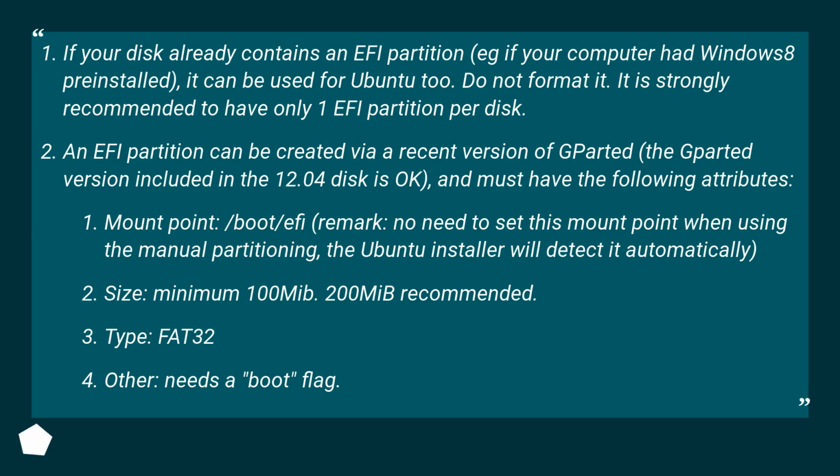An EFI partition can be created via a recent version of Parted. The Parted version included in the 12.04 disk is OK, and it must have the following attributes. Mount point /boot/EFI. Remark: no need to set this mount point when using the manual partitioning. The Ubuntu installer will detect it automatically. Size: minimum 100 MB, 200 MB recommended. Type: FAT32. Other: needs a boot flag.